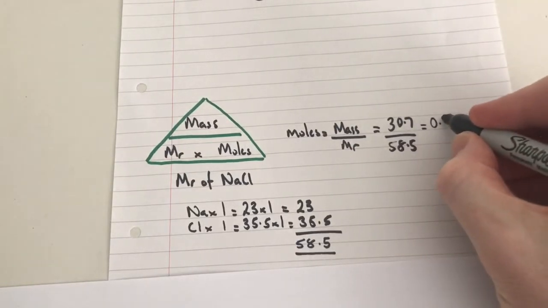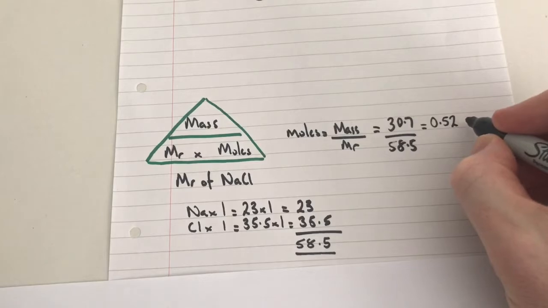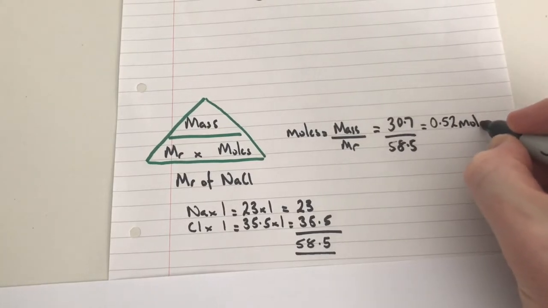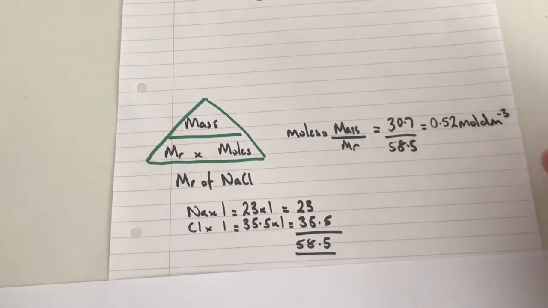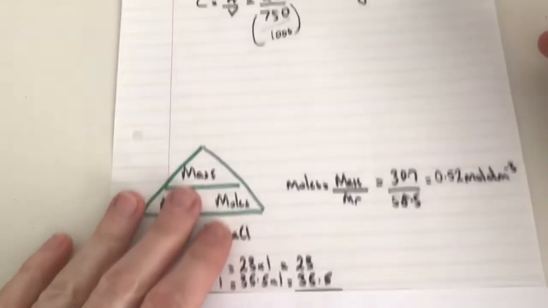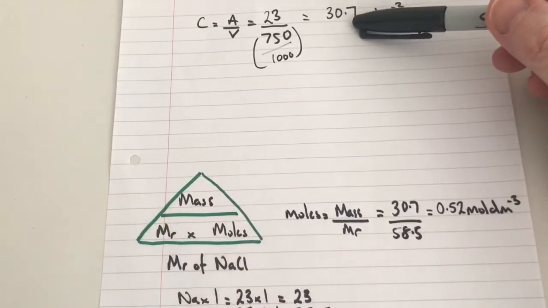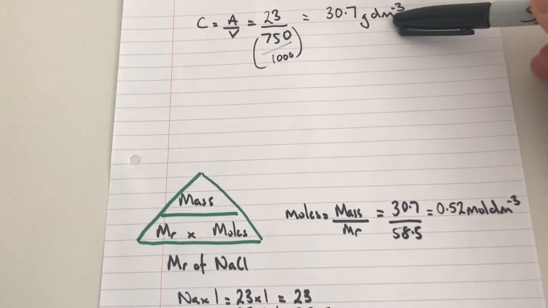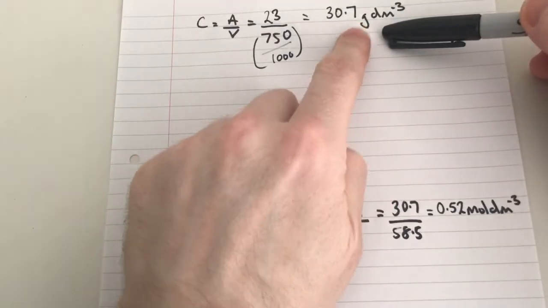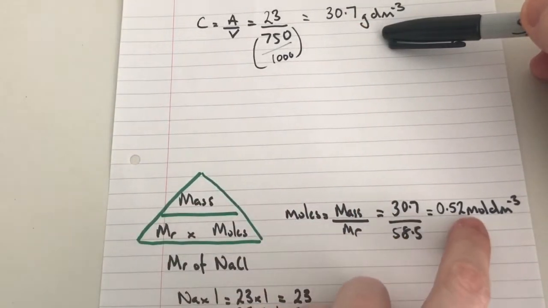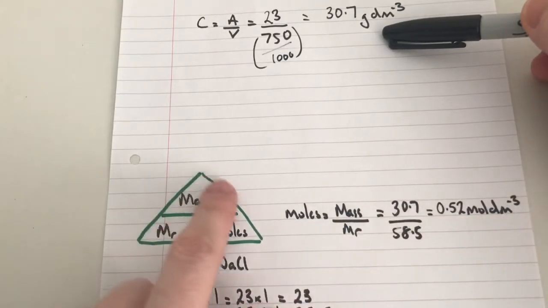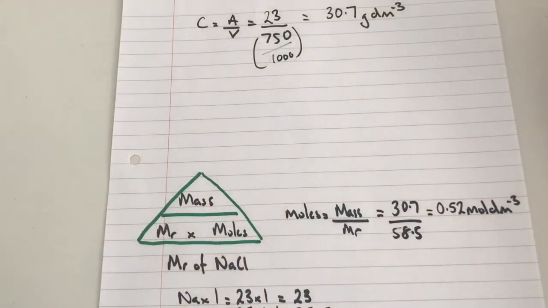Calculator time, put it into your calculator. That's going to give you an answer of 0.52. And then the units this time are moles, and it's still in a decimeter cubed because we used this mass in a decimeter cubed as well. So we calculated the concentration, and then we've converted the concentration into moles per decimeter cubed using this triangle. Write that into your notes so you can see how it works. Have a go at it. If you need to pause the video, please do. Stop at any point you need to go back over your notes to complete this.